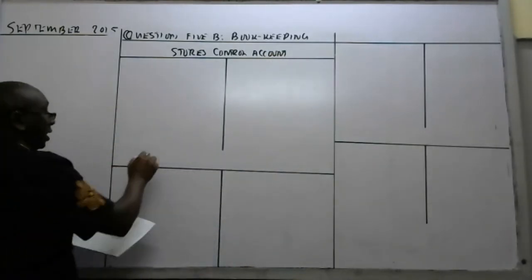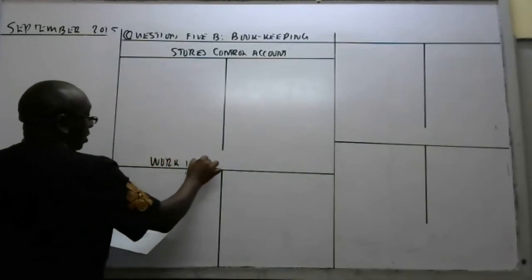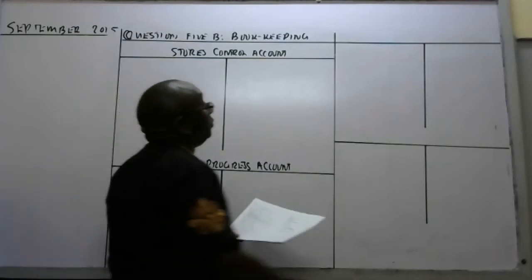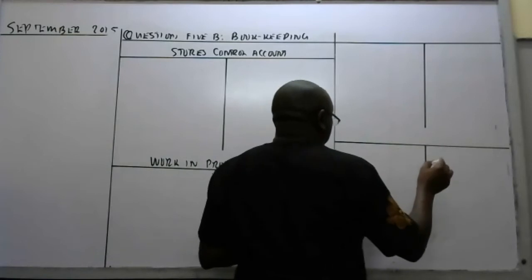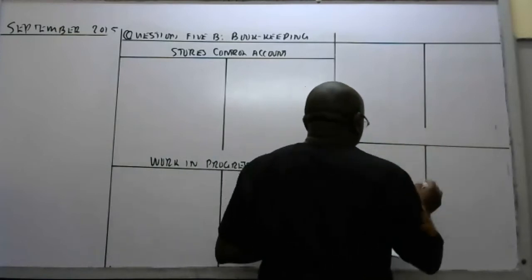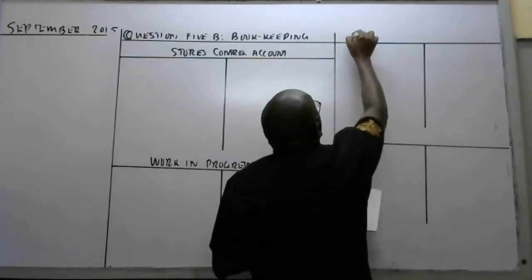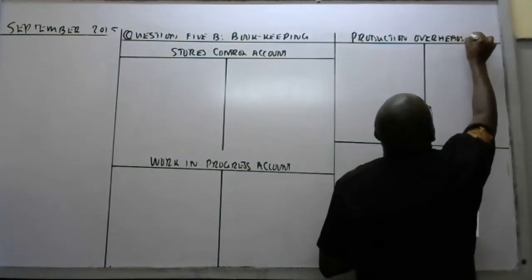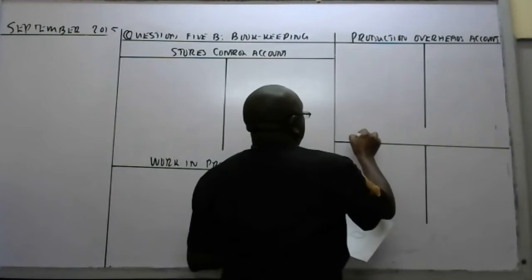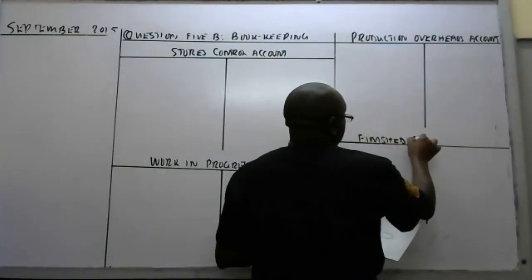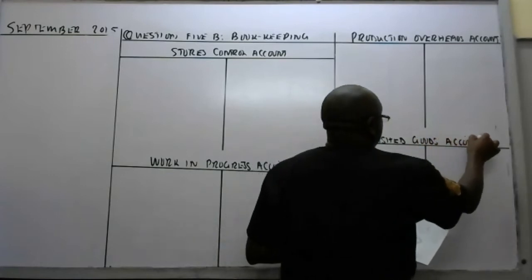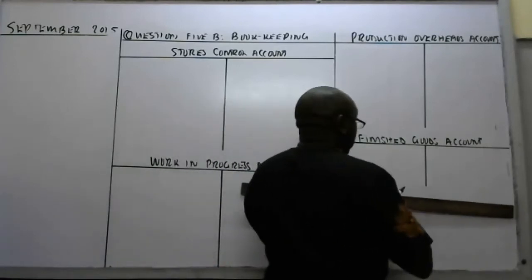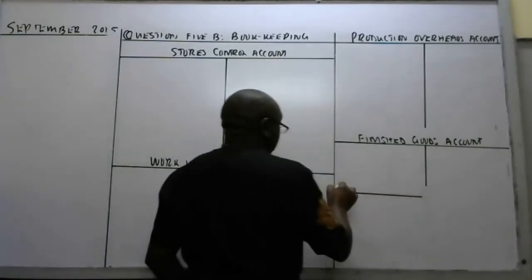The next one is the work in progress account. The next one is the finished goods account. Finished goods is like a small one. So let me first of all have the production overheads account, then the finished goods account. Finished goods account is not a big one, so that I have a space here in case I may require some workings, I can bring them there.